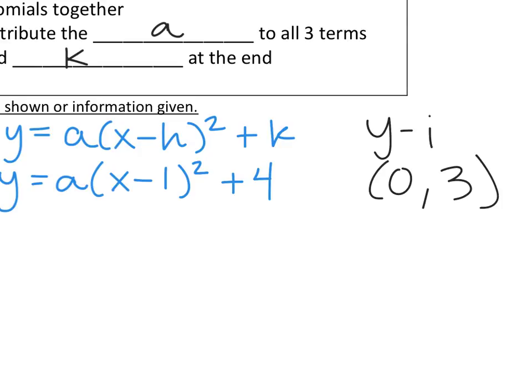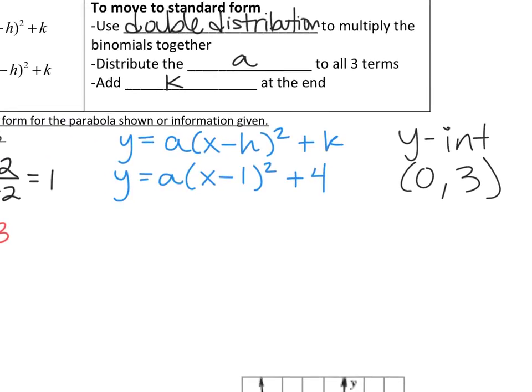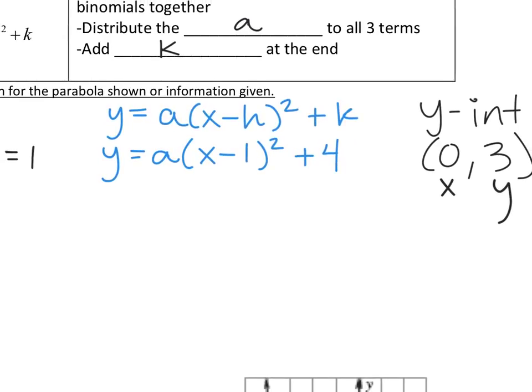It's my y-intercept. So we're going to use that point, and we're going to plug that point in for x and y. Just like we did when we solved for the b term in y equals mx plus b. So we're going to replace y with 3. We still don't know what a is. And we're going to do 0 minus 1 squared plus 4.